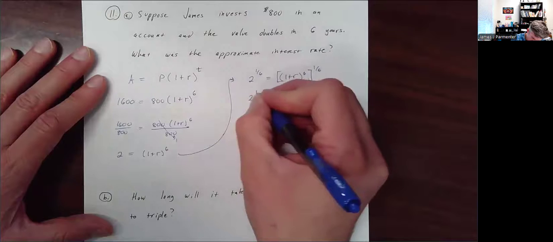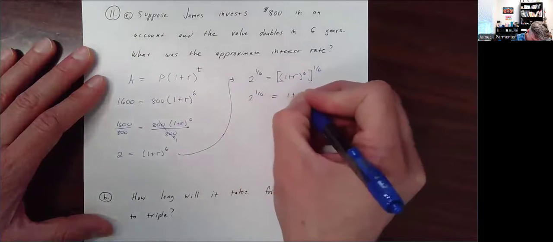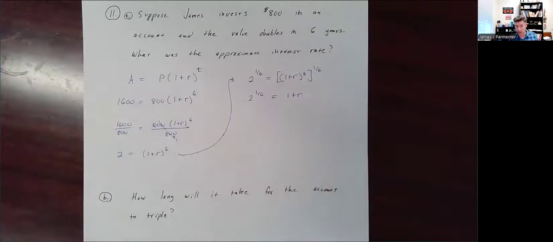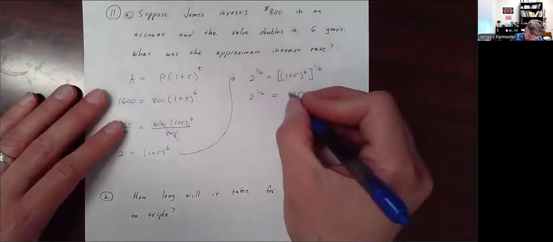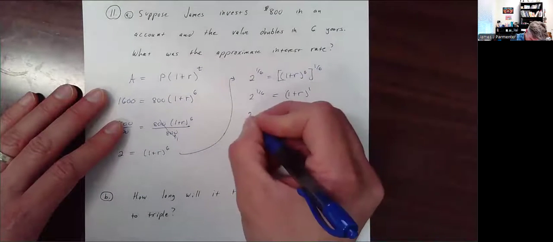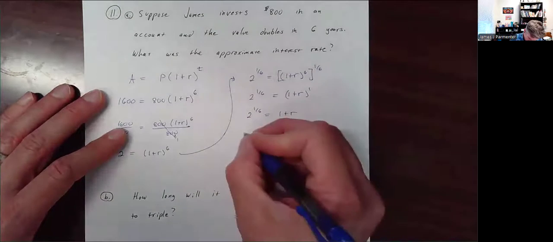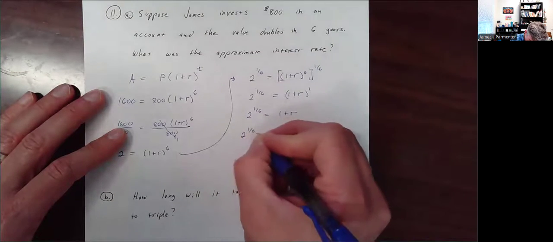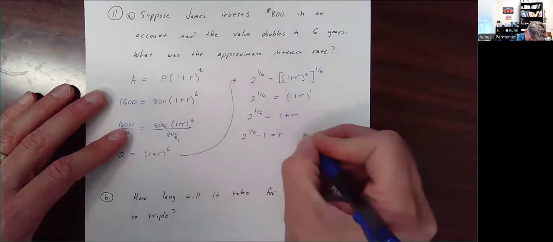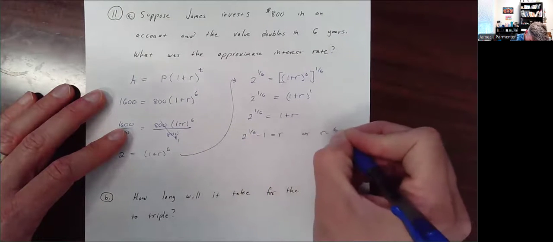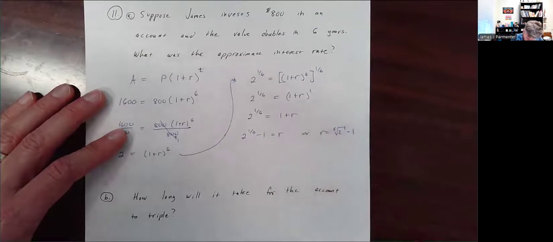This is 2 to the 1/6 equals 1 plus r, all to the first if you really wanted, but I don't think we need it, right, so it's to the first. So 2 to the 1/6 is equal to 1 plus r. And then if we subtract 1 from both sides, 2 to the 1/6 minus 1 is equal to r. Or r is equal to the 6th root of 2 minus 1.